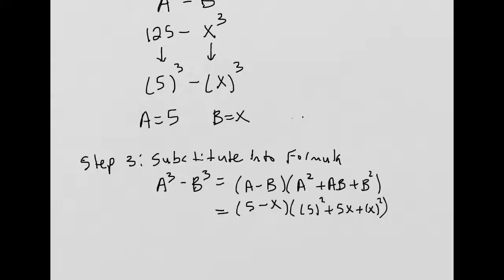And now the very last step is just to clean up that second factor a little bit. So the first factor I'm going to leave as 5 minus x. The second one is going to end up being 5 squared, which is 25, plus 5x plus x squared. And that's it.